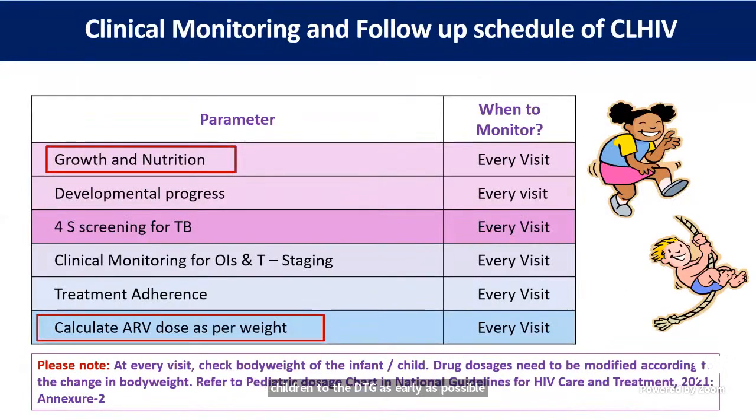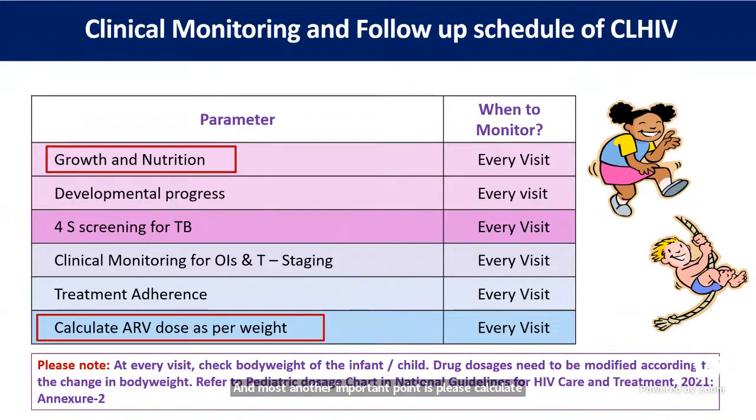Now, monitoring growth and nutrition, you have to do at every visit. In every pediatric session we emphasize this: growth and nutrition are very important. Just giving ART is not enough. You have to monitor growth and nutrition, and if there is any faltering, address it as early as possible. Also developmental milestone assessment, screening for tuberculosis, clinical monitoring for opportunistic infection and staging, and treatment adherence.